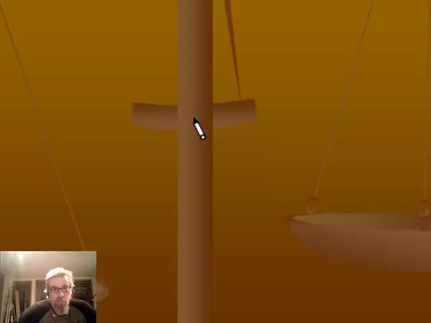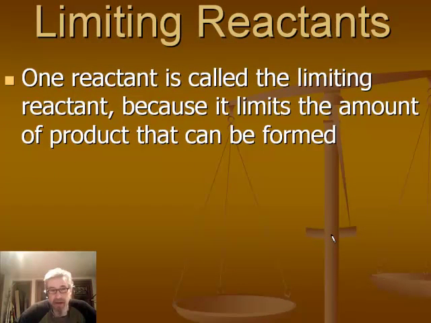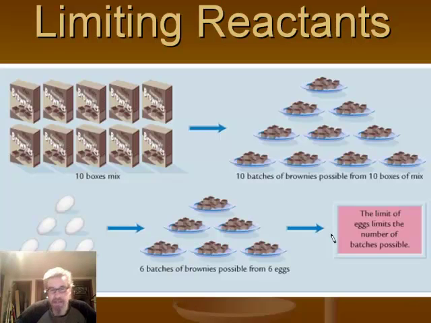In real life, one of the reactants is probably going to run out before the other one does, unless you carefully plan it. That reactant that runs out first is called the limiting reactant, and it gets that name because it limits how much product can be formed. Here's a non-chemical way of understanding this.